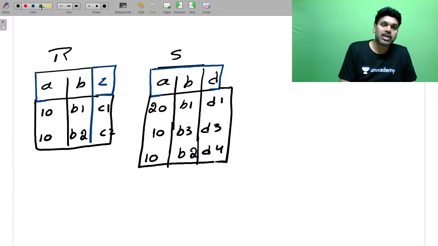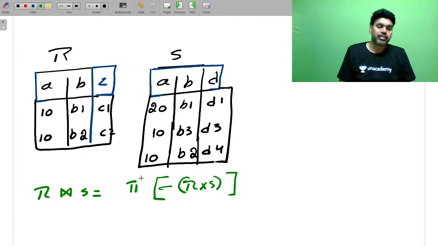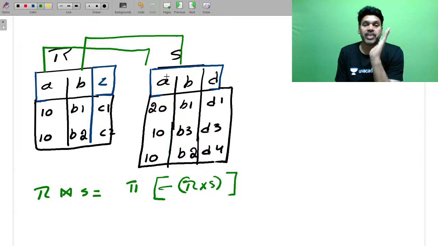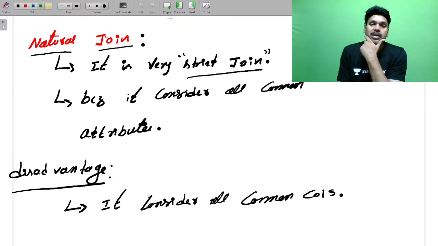So your R natural join S, if you look carefully, depends on first cross, then selection, then projection. Here your selection is based on two common columns. A and A is a common, B and B is a common. Natural join is going to consider all common columns. This is one of the biggest requirements in your natural join.